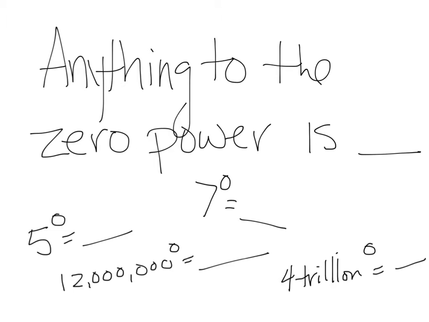Anything to the 0 power is 1. 5 to the 0 power is 1. 7 to the 0 power is 1. 12 million to the 0 power is 1. 4 trillion to the 0 power is 1.